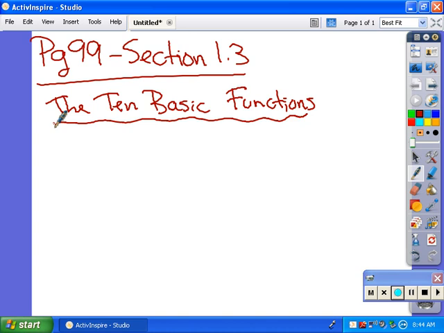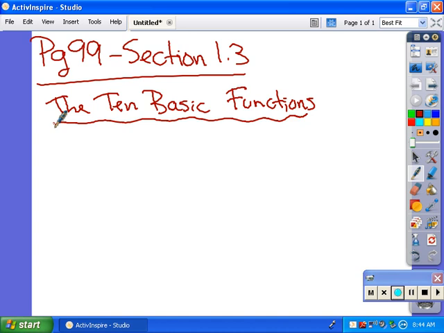Okay, so we're going to start talking about the 10 basic functions. And these are 10 basic functions that are used in mathematics all the time. So they're ones that you should be familiar with their graphs, and also with their equations. A lot of what we do will involve manipulating these basic functions in some way, making them more complicated, or using them to solve complex problems. Okay? So what is the most basic, easiest function of all?